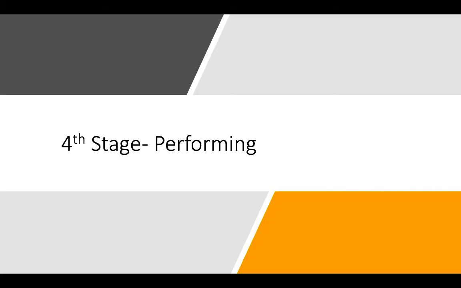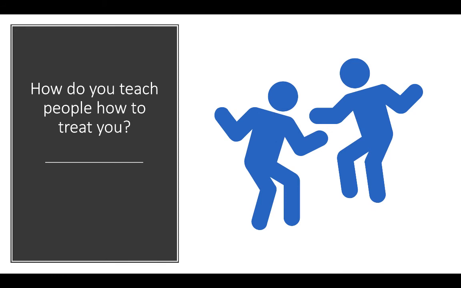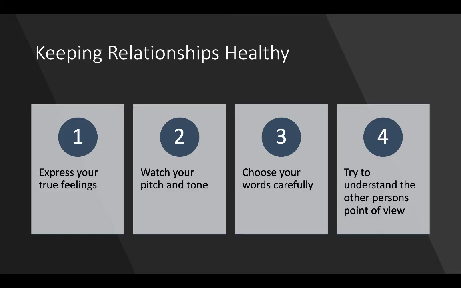The next stage of relationship development is performing. And it really comes down to this. How do you teach people how to treat you? Because in the performing stage, you are going to set the stage. You are going to start to treat each other in a love relationship as a couple. You're going to establish rules on what is okay and what is not okay. You're going to see each other from the perspective of how does that build them up? How does that make them a better person?